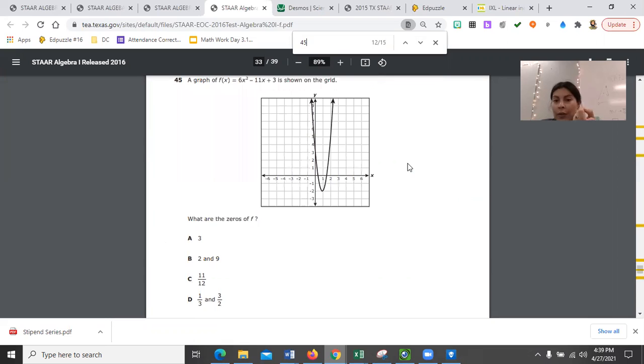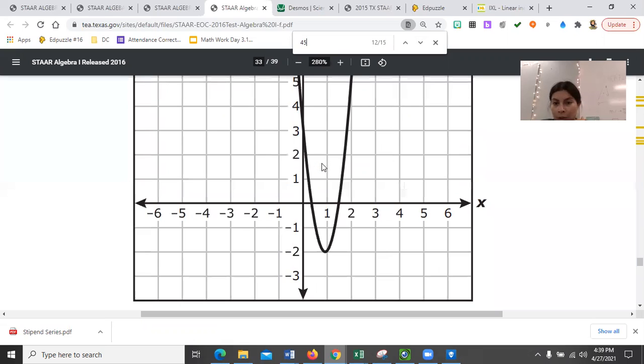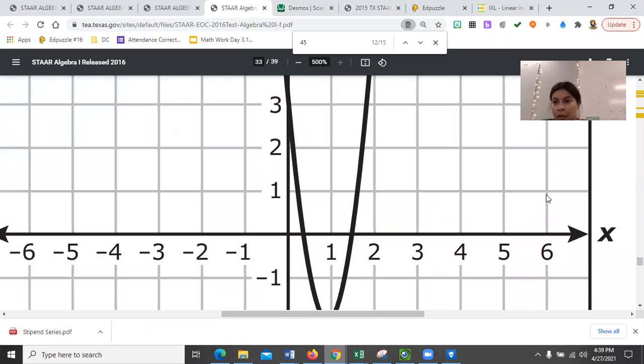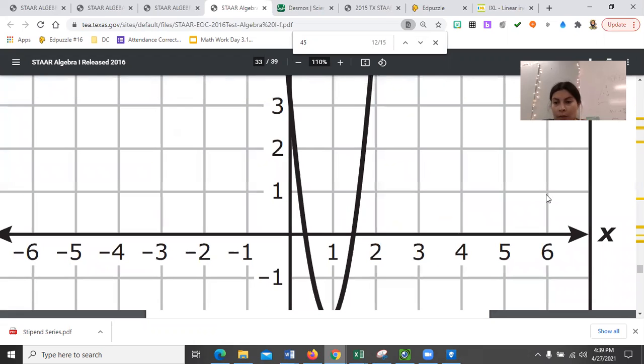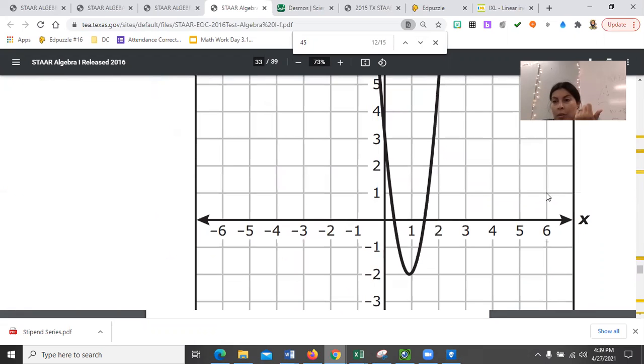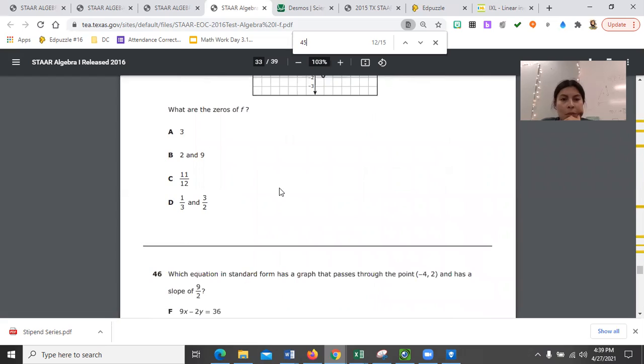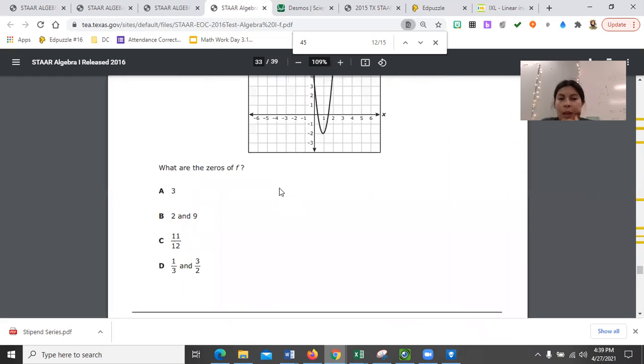So this one gives you the graph already, and you're going to have to tell me the solutions. So I'm going to zoom in. You'll stop the video. You'll find the solutions. Okay, so let me show you the answer choices now, and you'll tell me what the solutions are if you were to do the multiple choice. Okay, here we go. So which one is it? A, B, C, or D?